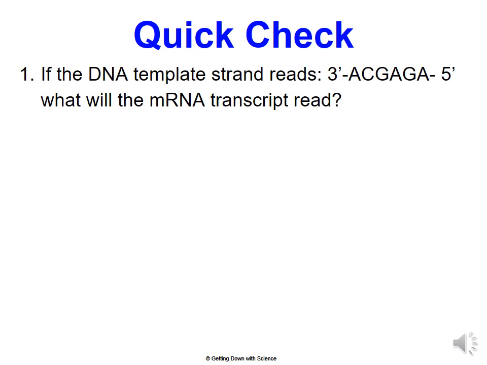Okay, quick check. If the DNA template strand reads 3' to 5', A, C, G, A, G, A, what's the messenger RNA transcript going to read? So A pairs with U. Remember, RNA has U, not T. C pairs with G. So we're going to get UGCUCU. And notice that the 3' and the 5' are also opposite, or anti-parallel.